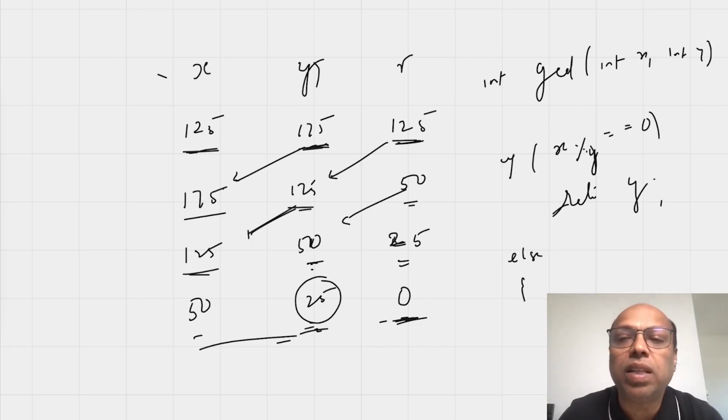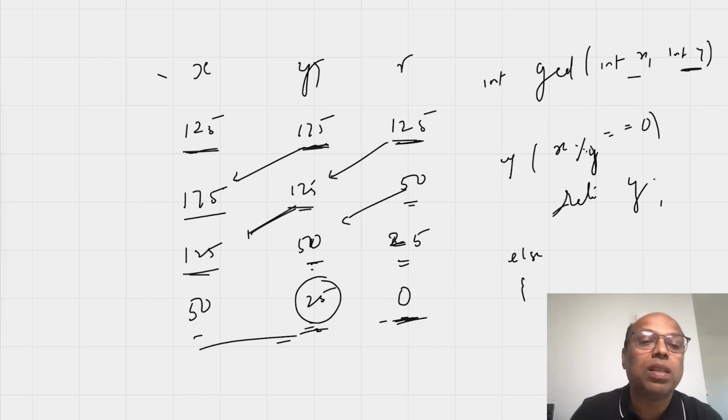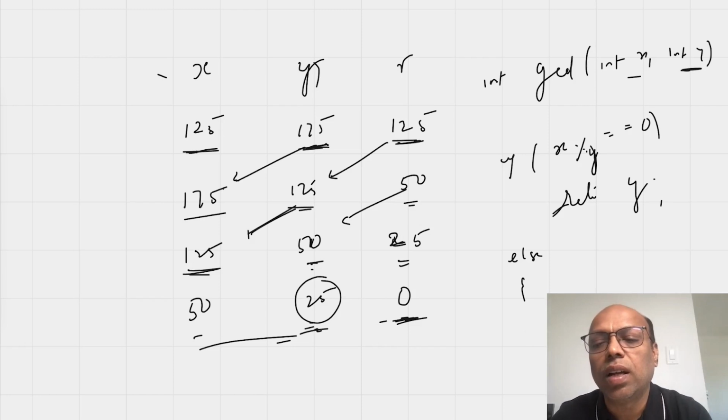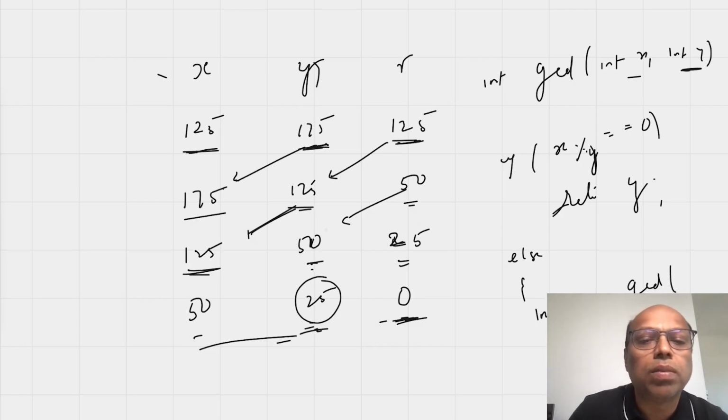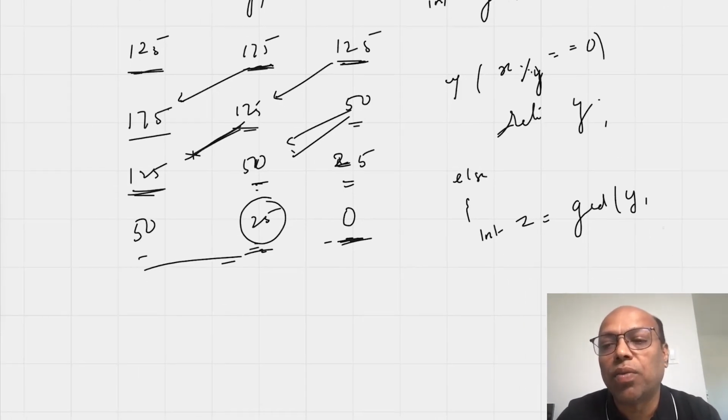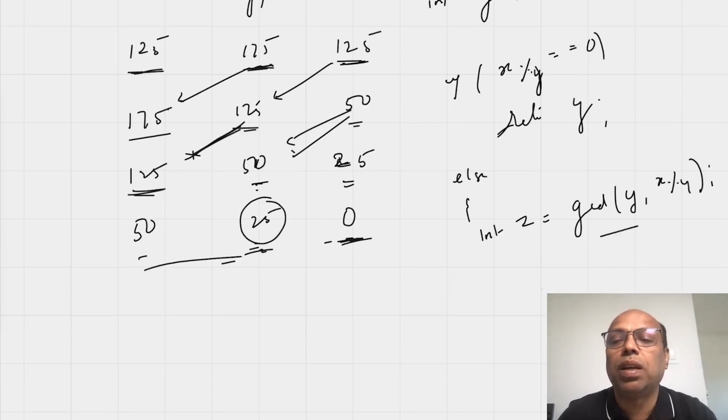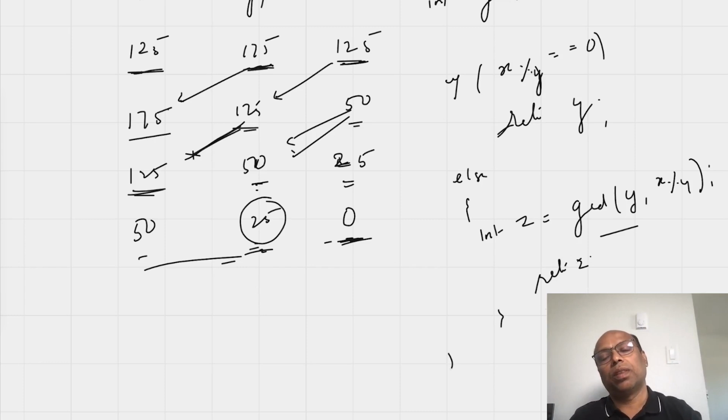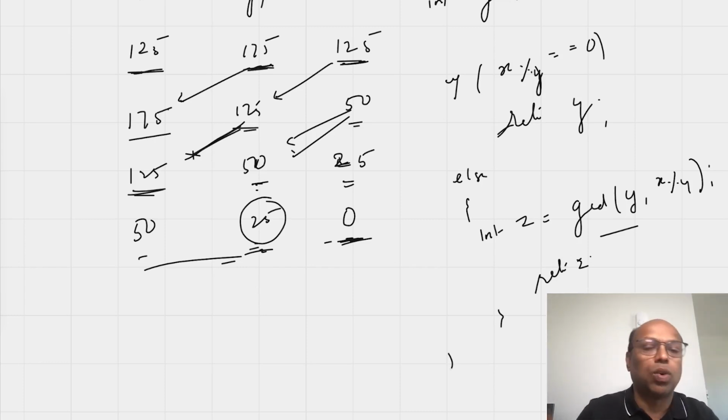Otherwise, the GCD of 175 and 125 is the same as the GCD of 125 and 50. Therefore, how do I write it? In this case, integer z is equal to GCD of y, which came in the place of x, and the remainder, which came in the place of y. That result needs to be returned. So let us see it as code, then we will come back to how it is working.